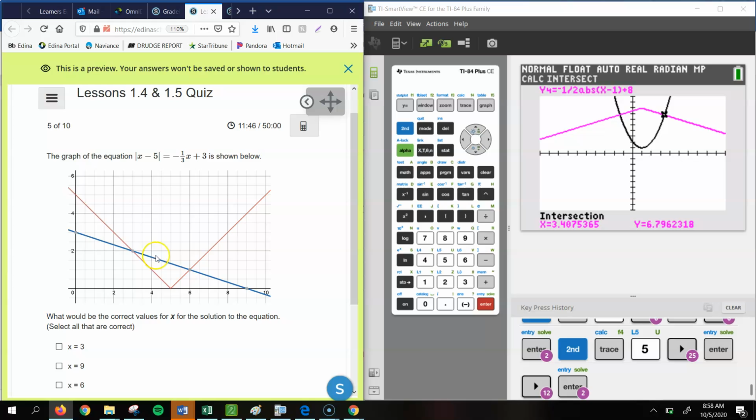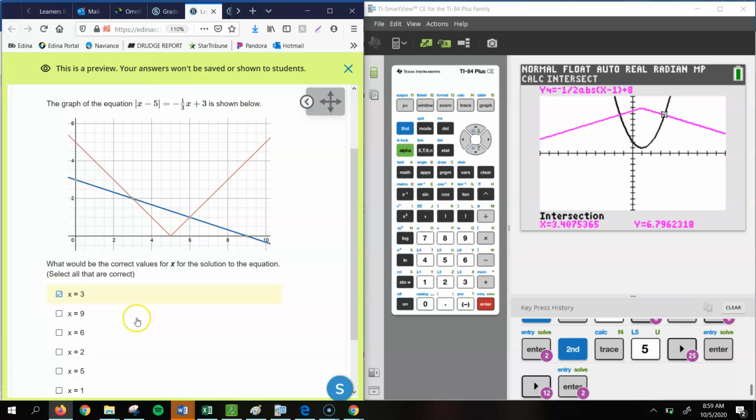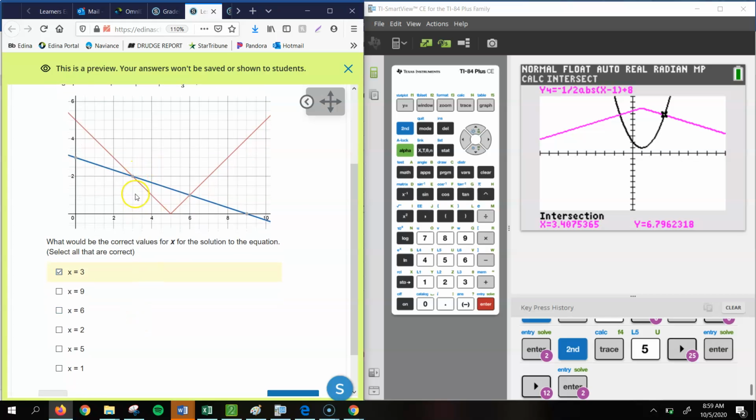All right, on this one, I gave you the graph. We're trying to figure out the x values where these two graphs intersect. And so this x value is where x is 3, so we would select that. And remember, it says select all that are correct, so we could have more than one correct answer. So where x is 3 and where x is 6, we would select those two as the correct answers.